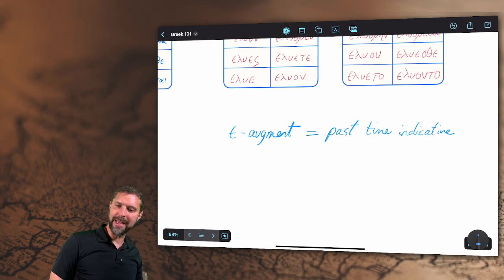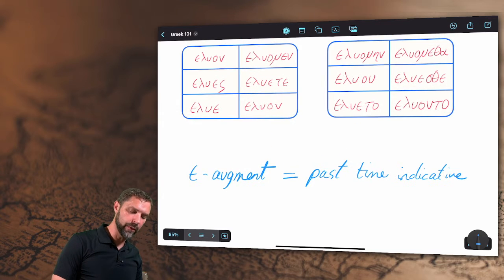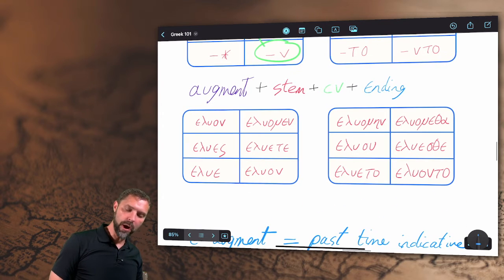Alternatively, I'll just say it to you so often that it'll get into your brain and it'll annoy you. So I'll annoy it into your brain, or you can just memorize it. But the augment is a sign of the past time indicative, and that's actually really helpful when you're working with these. Watch for that augment. And the existence of the augment narrows the field right away.